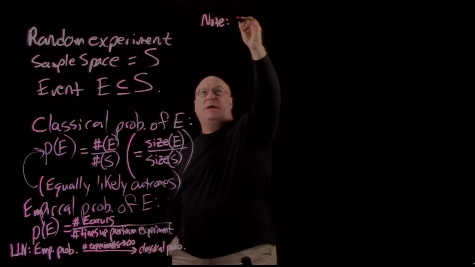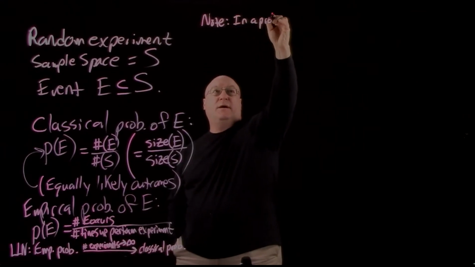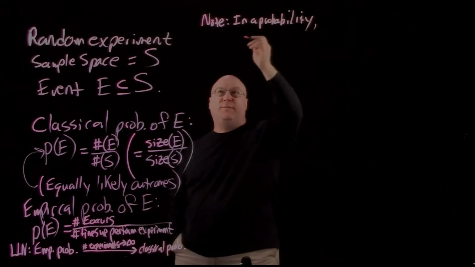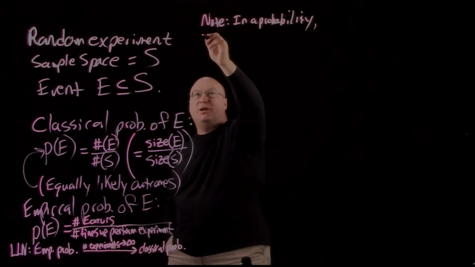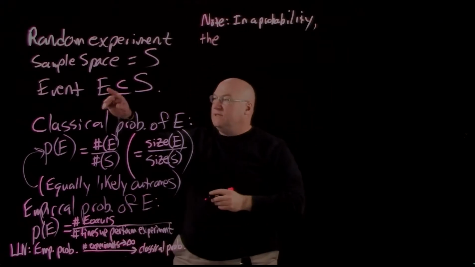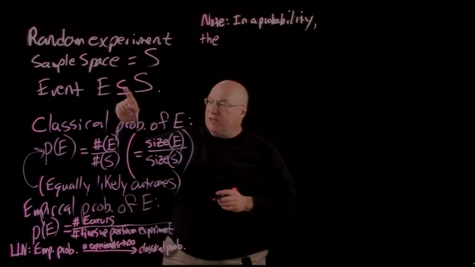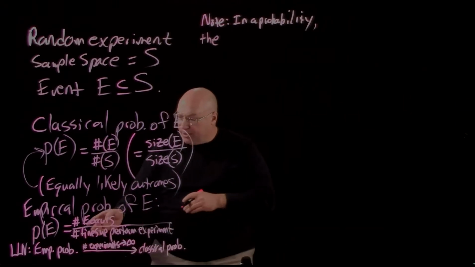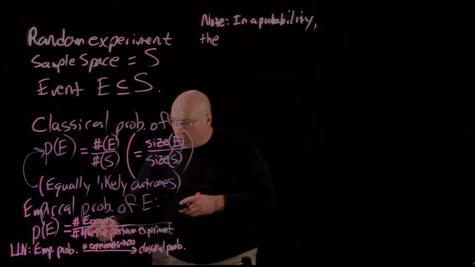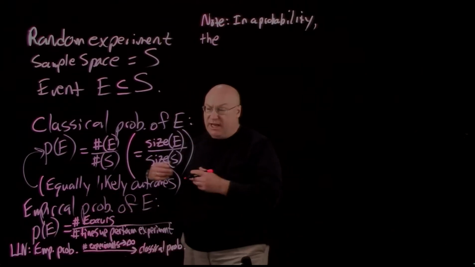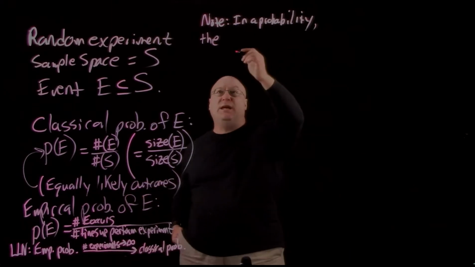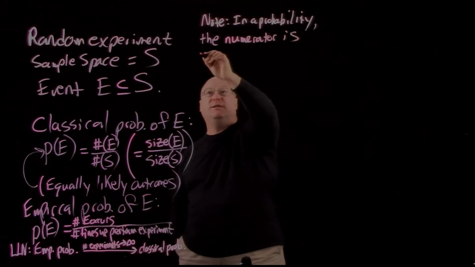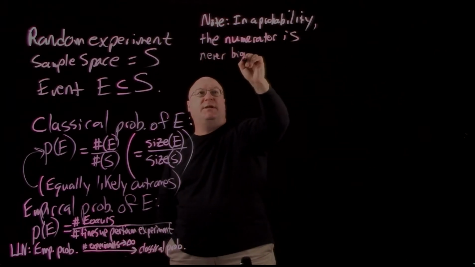Note that in a probability, we have a fraction, and since E is a subset of S, the number of things in E will never be bigger than the number of things in S. Likewise down here, the number of times E occurs can't be more than the number of times we actually perform the experiment and get any outcome. So in a probability, the numerator is never bigger than the denominator.